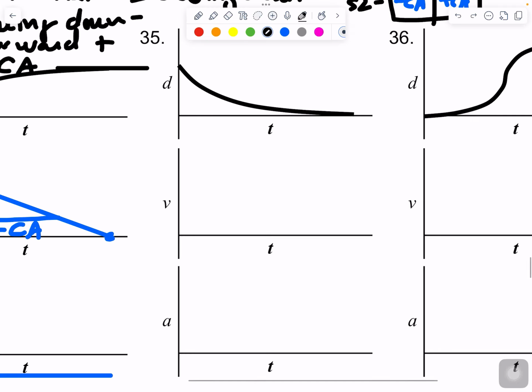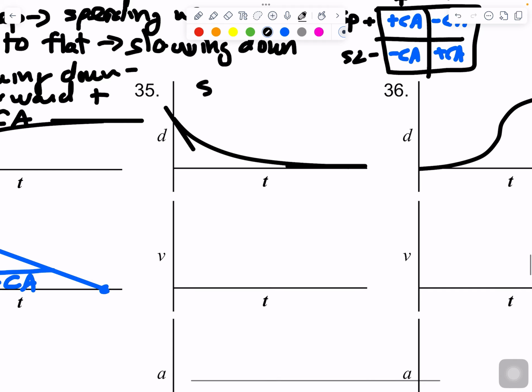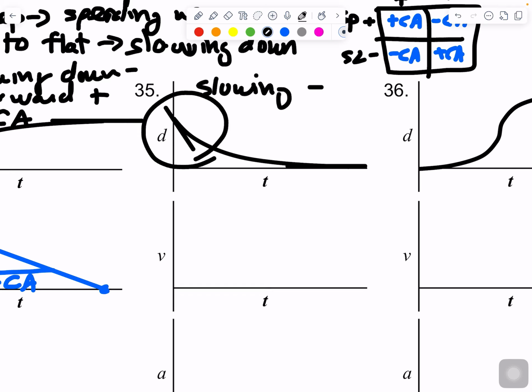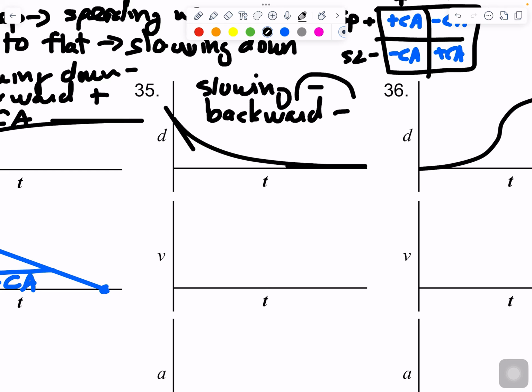Steep to flat. So steep to flat means I'm slowing down. Well, slowing is a negative change in velocity. Notice it's a negative slope also. So that means I'm going backward or to the left or downward. That is also negative. These two together combine to give you positive constant acceleration. Okay, so how do I plot that?